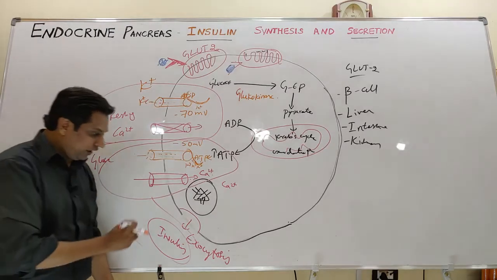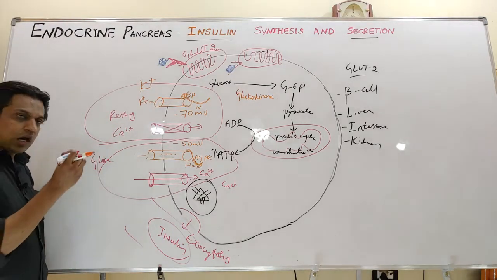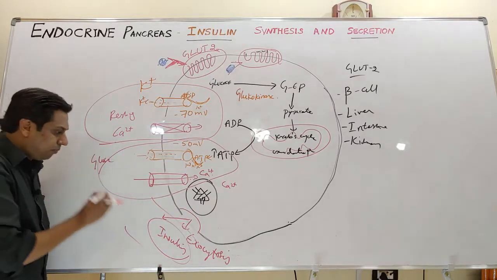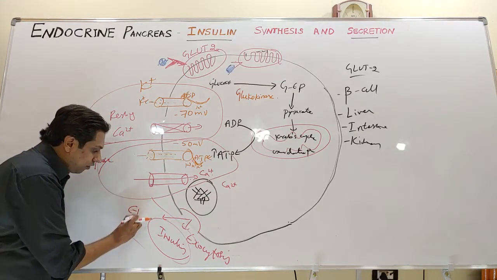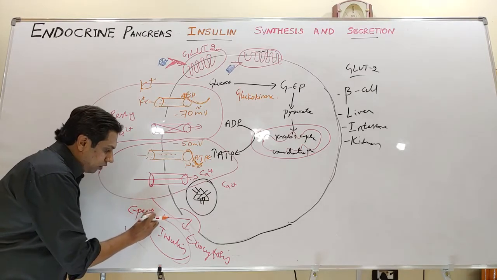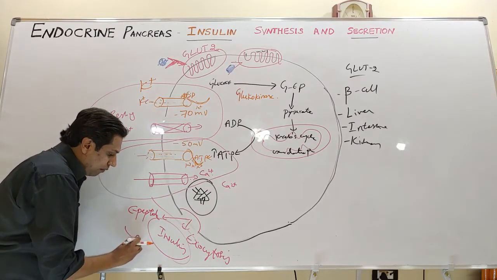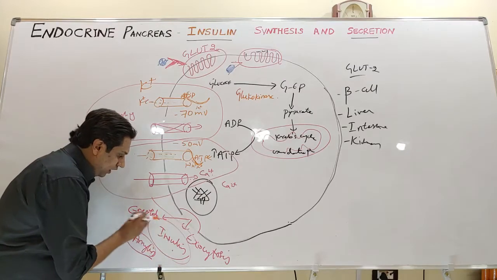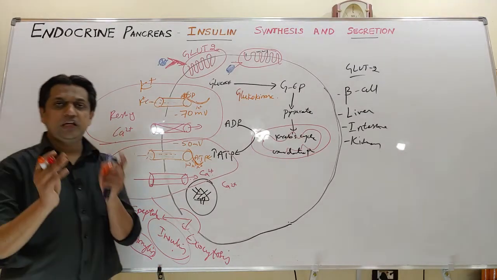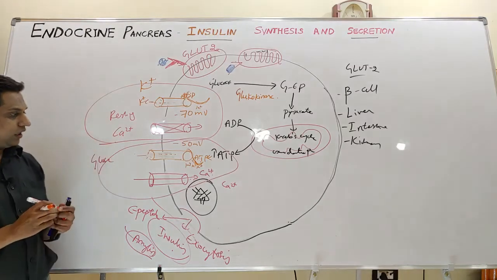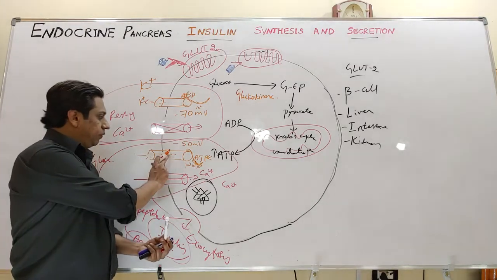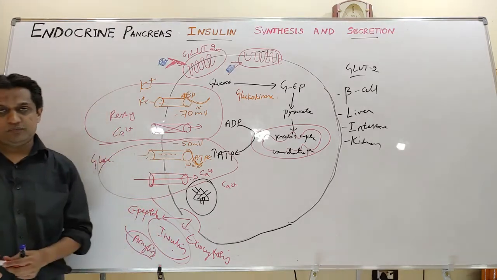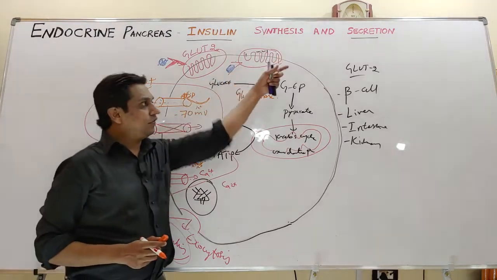And remember, not only insulin, but in equimolar quantities, that is, the same amount, C peptide is also released. Okay, and also amylin. We'll discuss the importance of amylin and all, but mainly insulin and C peptide in equimolar quantity. Okay, so the major role is of the ATP sensitive potassium channel and the voltage sensitive calcium channels. Okay, this is how it is secreted.